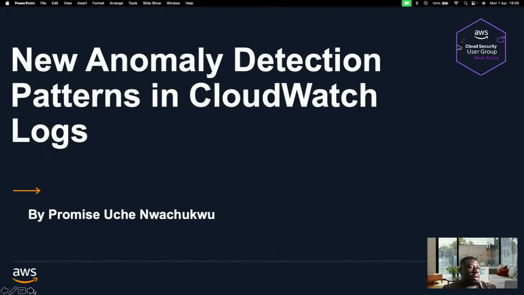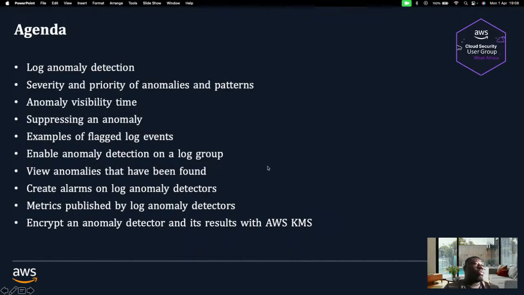So, what I plan to discuss today would take us through some of these topics: log anomaly detection, severity and priority of anomalies and patterns. Also, we're going to be talking about anomaly visibility time. How do you go about suppressing an anomaly? And examples of flagged log events, events that are usually flagged.